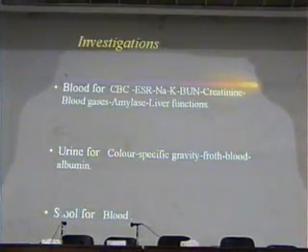What we are going to do for this patient, as we said before, the most important thing is the physical examination, because with the physical examination we can differentiate between medical causes and surgical causes. The lab examinations are blood for CBC, ESR, sodium, potassium, blood urea nitrogen, creatinine. We can do urine color and specific gravity, and stool for blood.